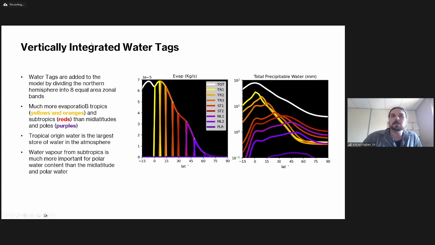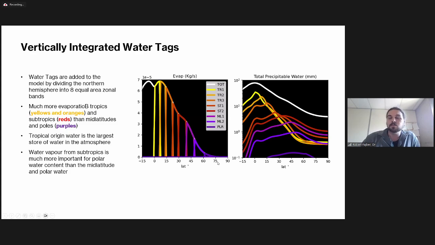Okay, so what I'm going to show here first is the vertically integrated picture. And so on the left, I'm just showing evaporation. And what I've done is I've taken the northern hemisphere and divided it up into 8 latitude bands so that each latitude band is equal area. So the bands in the tropics are smaller than the bands in the poles, but they all have the same area. And what you can see is that I'm basically dividing up the evaporation into sources for these different tags. So there's going to be a lot more evaporation and a lot more tropically tagged water than there is going to be polar water.